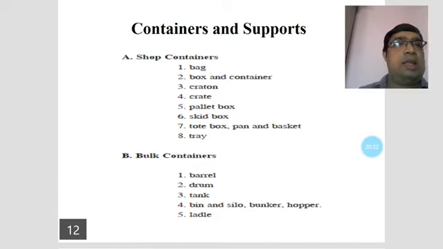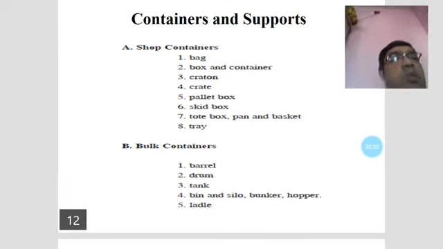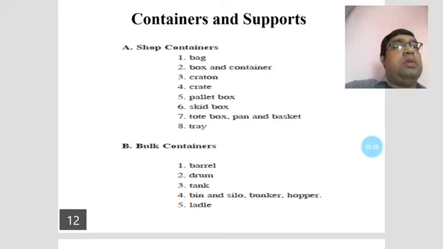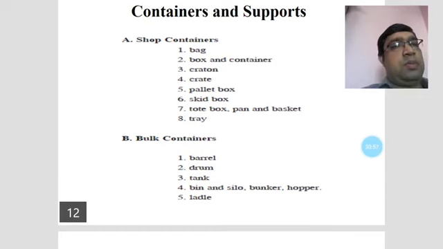And another is containers and supports. Containers and supports are required to transfer materials from one place to another place. And what are containers and supports? Shop containers are required: bags, boxes, containers, cartons, crates, pallet box, skid box, tote box, pan and basket box, and tray are included under shop containers.